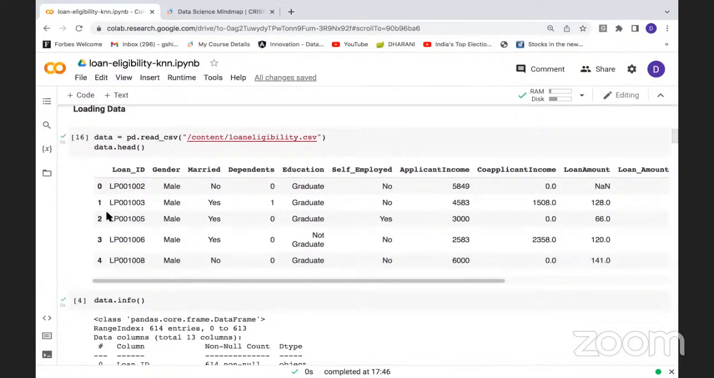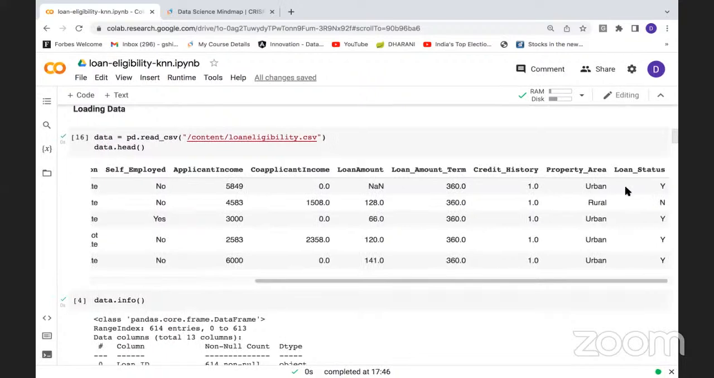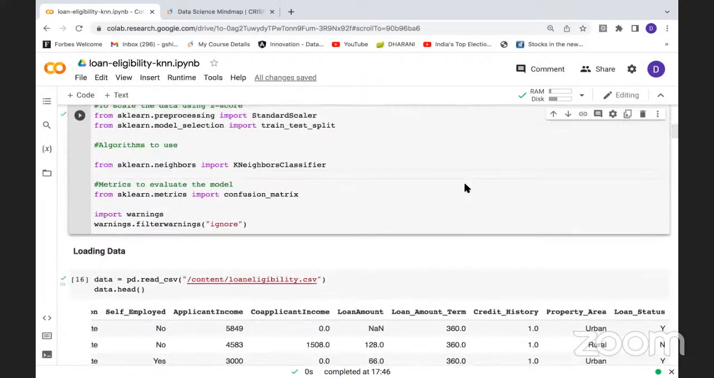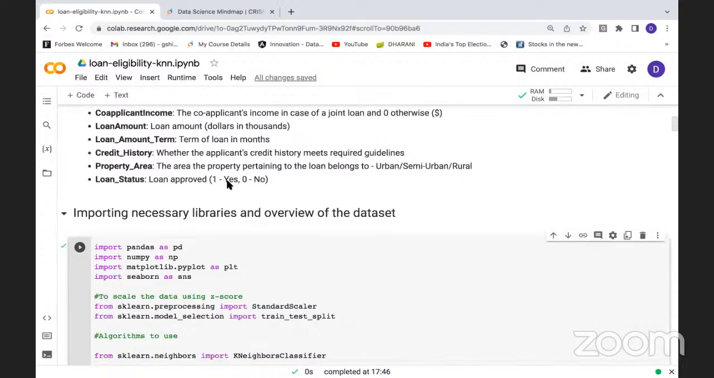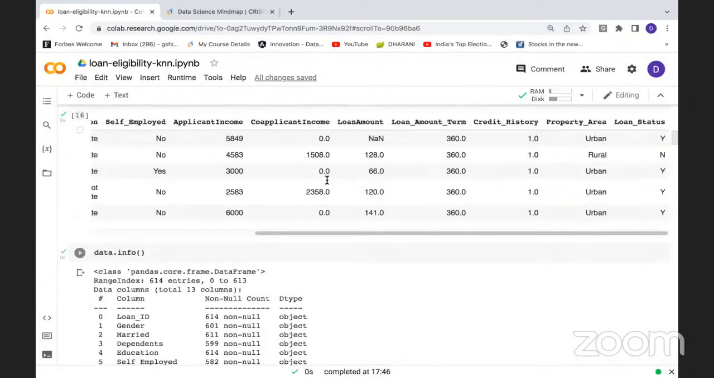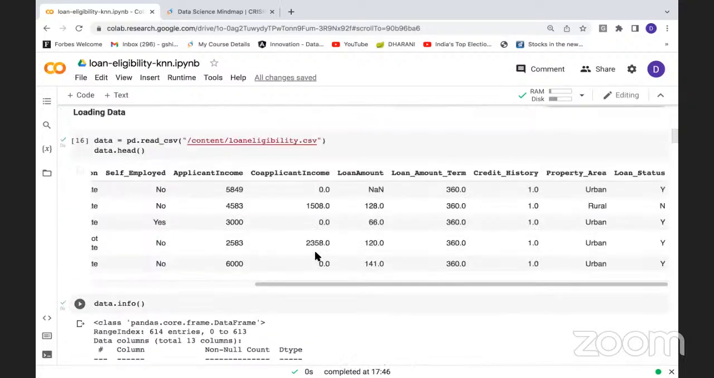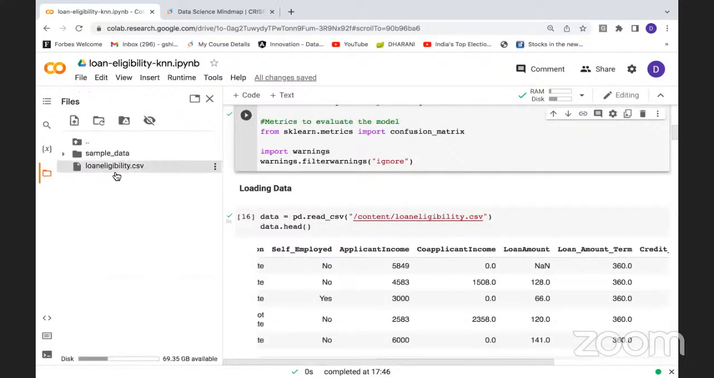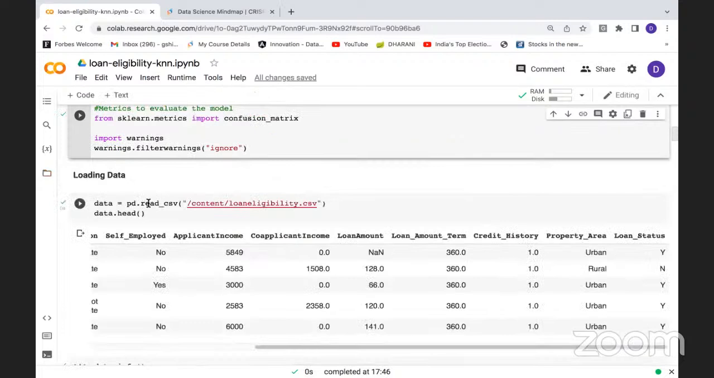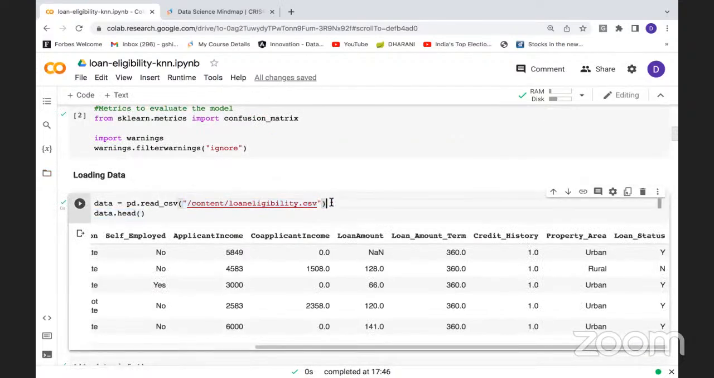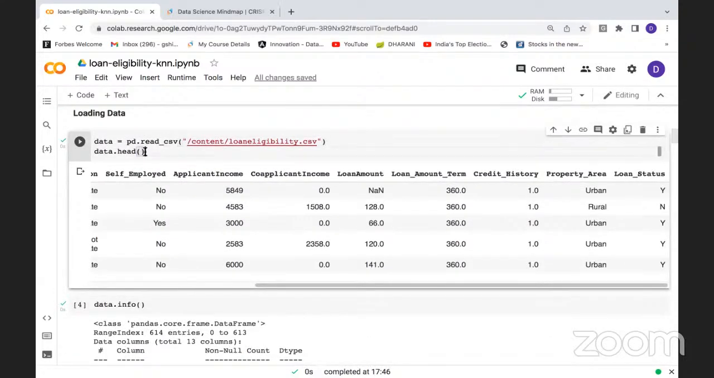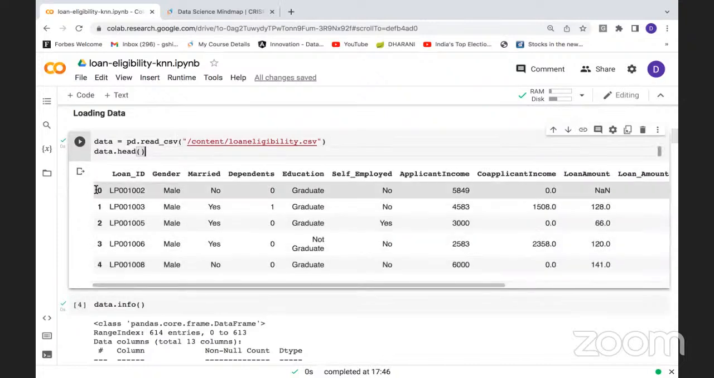This is the data set I have. Loan ID, gender, married or not, dependents, education, self-employed, etc. Loan status, yes or no. What is yes or no here? Approved is 1, not approved is 0. I have loaded the data set. I just copied the path and pasted it in pd.read_csv here. Head will give me the first 5 observations, 0, 1, 2, 3, 4.